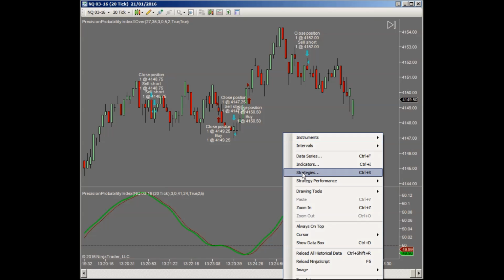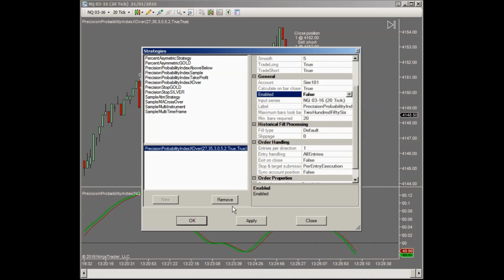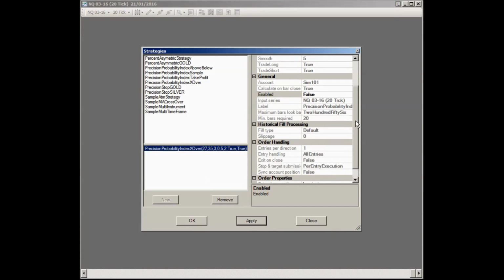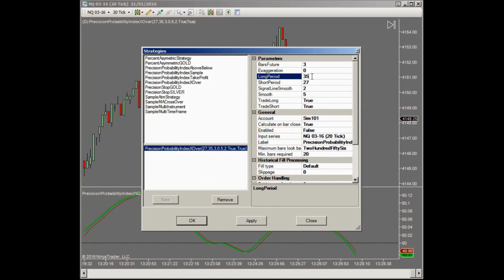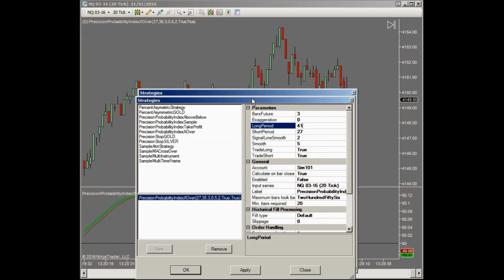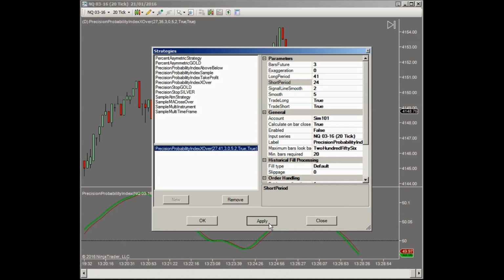And if we change that with the strategy, disable, apply. Something wrong here. Okay, it's just my computer being a bit slow. So we had 41 and 24, I think. 41, 24. And we apply that. Enable.